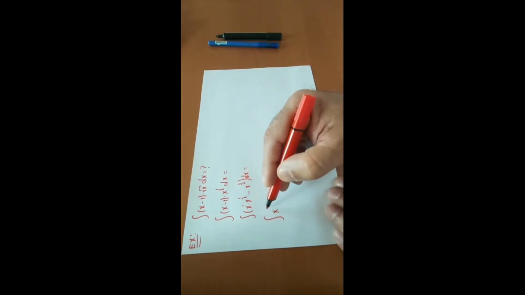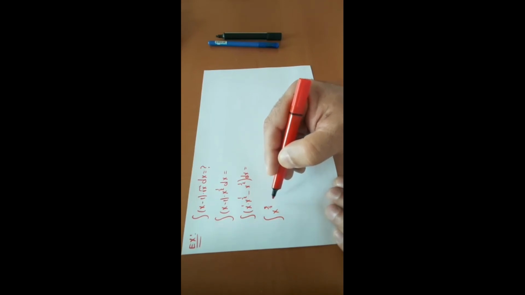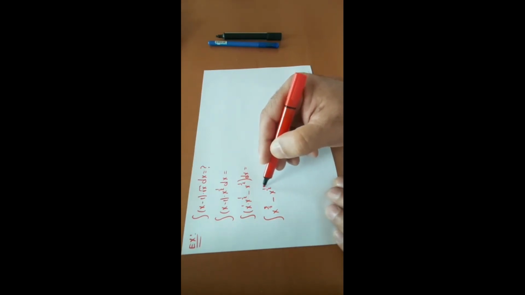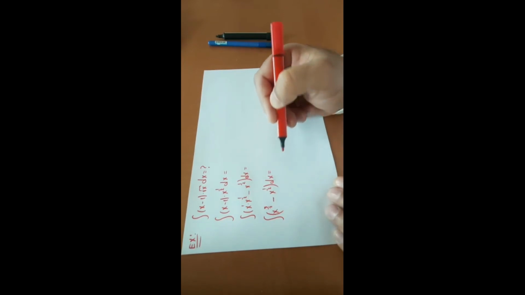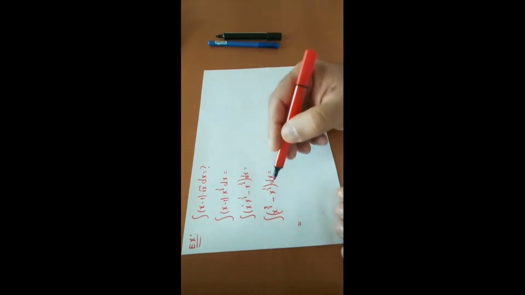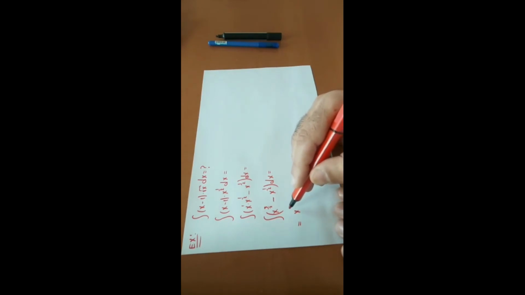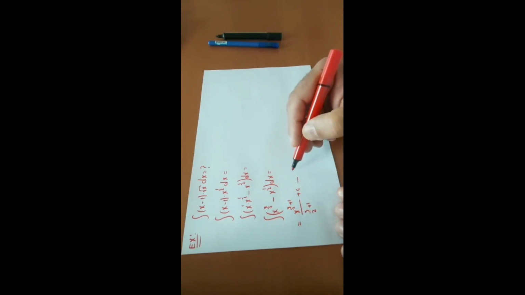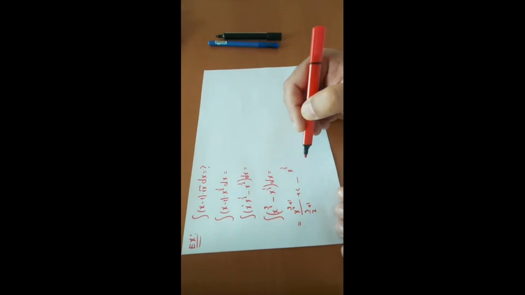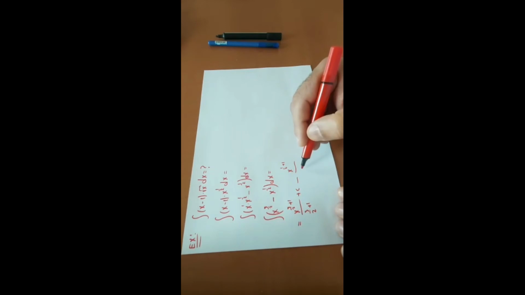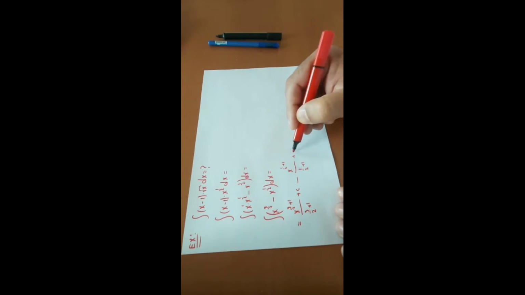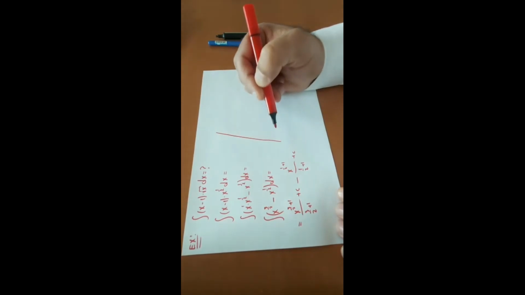Integral of x to the power of 3 divided by 2 minus x to the power of 1 over 2 dx. And then we can use the basic integration formula. x to the power of 3 over 2 plus 1 divided by 3 over 2 plus 1, plus c, minus x to the power of 1 over 2 plus 1 divided by 1 over 2 plus 1, plus a constant term.